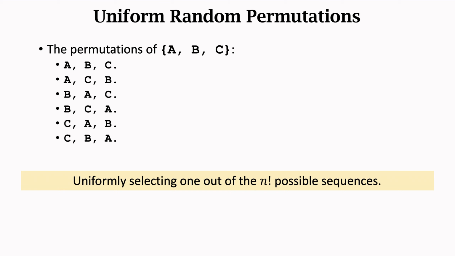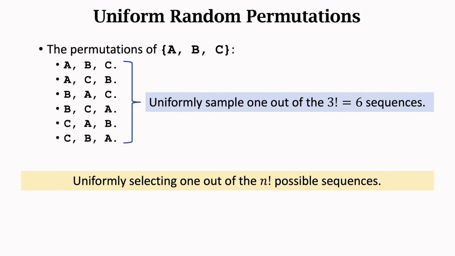What is uniform random permutation? It means uniformly selecting one sequence out of all the possible sequences. The sequences are selected with equal probability. In this example, all the 6 sequences are selected with probability equal to 1/6. If we perform random sampling from the 6 sequences, then the selected sequence is a uniform random permutation.